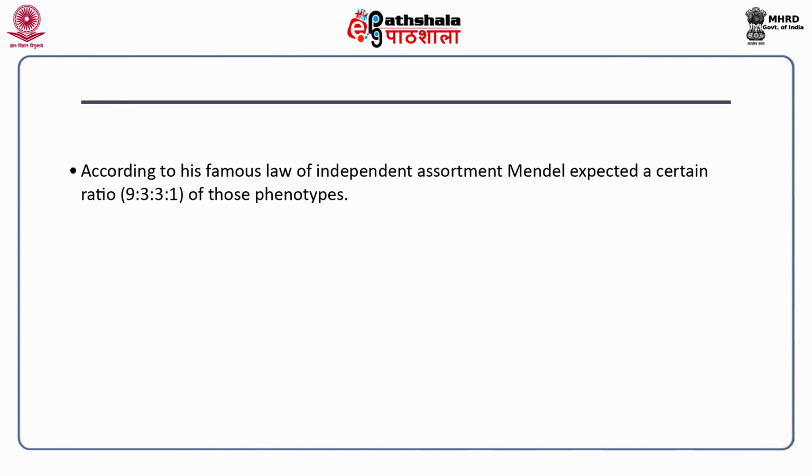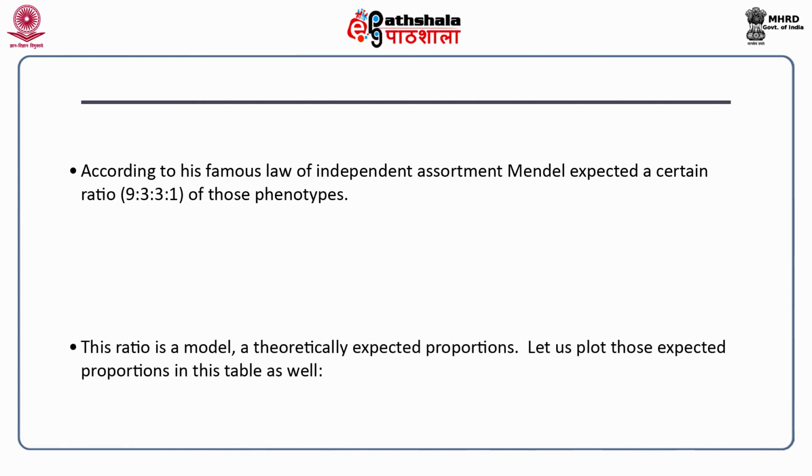According to his famous law of independent assortment, Mendel expected a certain ratio in his phenotypes. The ratio as per his expectations was 9:3:3:1 for those phenotypes. Of course, that ratio is a model, a theoretical expected proportion. So let us plot those expected proportions in this table as well.